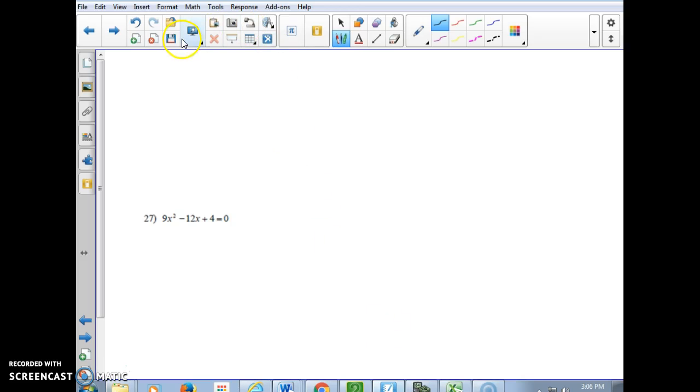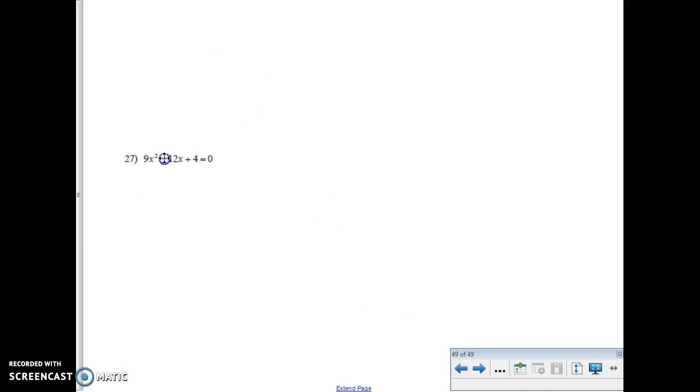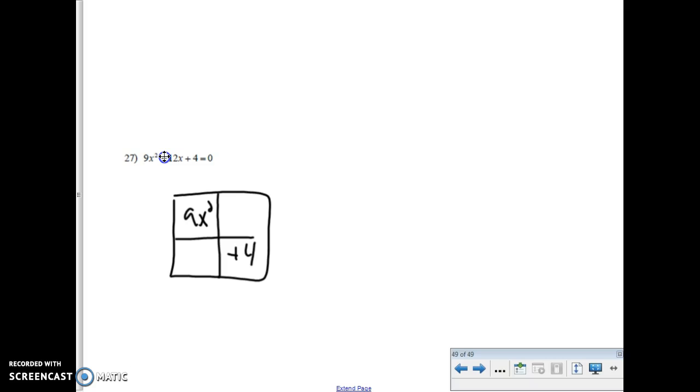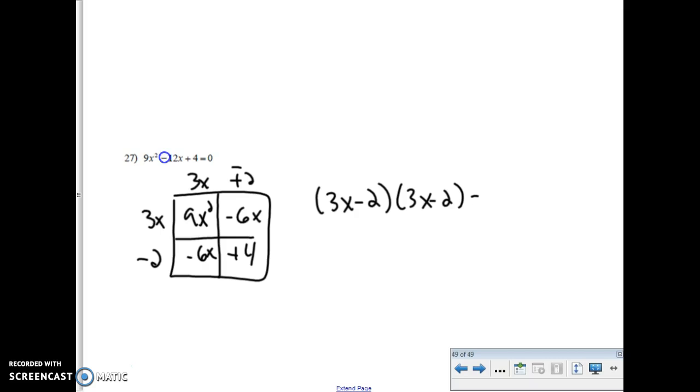So let's just say we have one more example. We're looking at 9x squared minus 12x plus 4. One side is equal to 0, so we're set with that. So we're going to factor this out. I have 9x squared plus 4. And if I try 3x and 3x, and 2 and 2, I know that gets me there. So I'm going to make it minus 2, minus 2. So you get minus 6x minus 6x. So you have 3x minus 2, 3x minus 2 to be the factored form equal to 0.